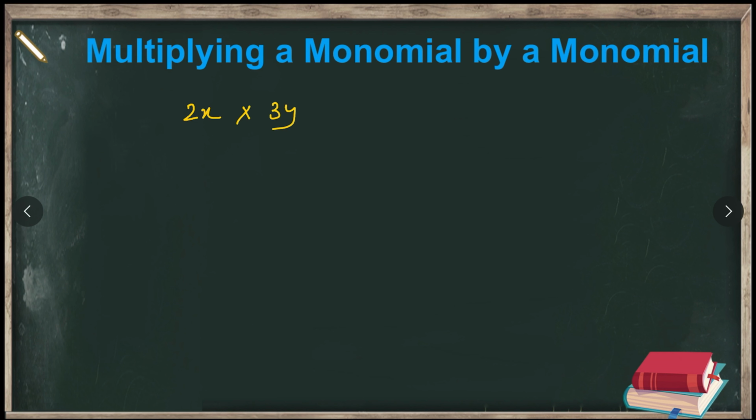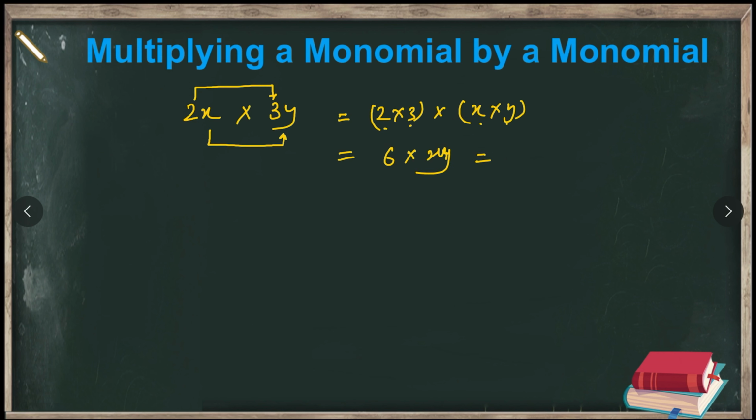In order to multiply this, first we'll multiply the constant number with the constant number, that is, 2 will be multiplied by 3. Then we multiply the variable by the variable, that is, x by y. So 2 into 3 is 6, multiplied by x into y, which gives us xy, or we can write this as 6xy. That's how we multiply a monomial by a monomial.